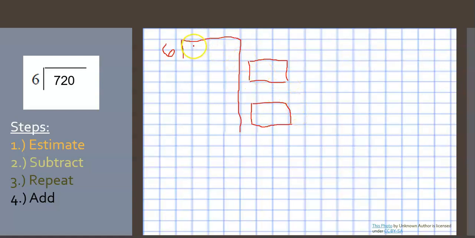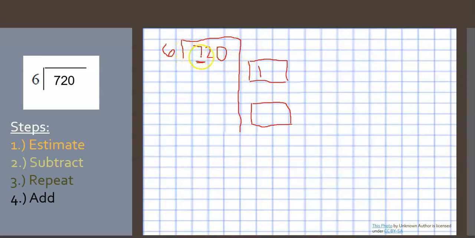Now I'm going to put what's called the dividend in, which is 720. The first step here is estimate. So I'm going to go to the first number in my dividend and underline it. That number is 7. So I'm going to think to myself, just like I did before, what number can I multiply 6 by to get as close to 7 without going over? Well, that number is going to be 1.